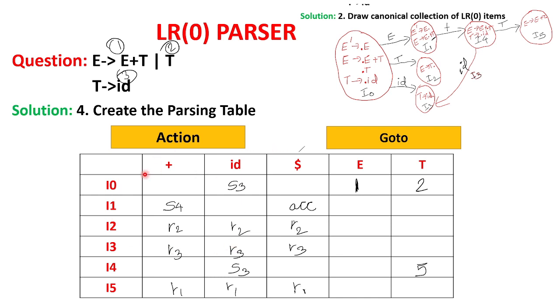So now there are no further states in the canonical collection. The canonical collection and the parsing table are connected. If you don't have a canonical collection, you cannot draw the parsing table. So first you have to draw the canonical collection of LR0 items. Then only you can draw the parsing table. And from the parsing table, we can tell whether the given grammar is LR0 or not.